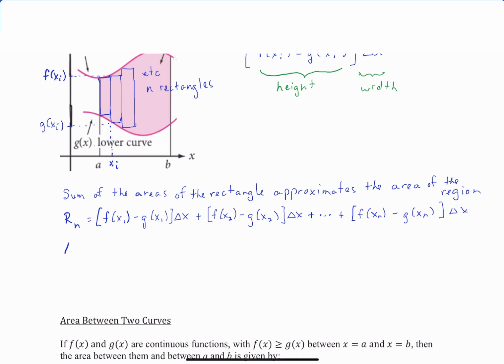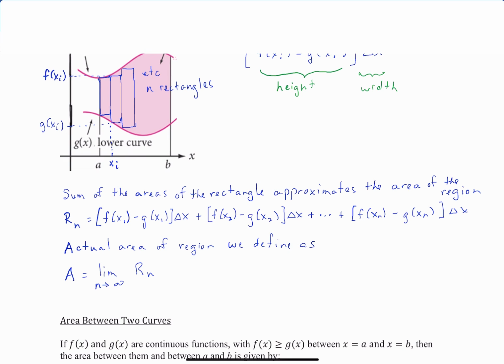So the actual area of the region we define as the limit as n goes to infinity of R sub n. That's the limit of the sum of the rectangular areas as we take more and more and more rectangles, so they're skinnier and skinnier, and they look more and more like the region we're covering with them.